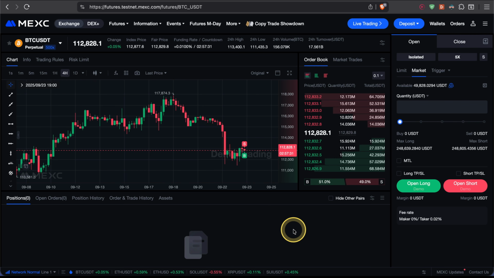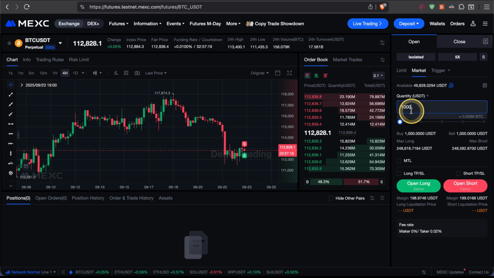To open this trade on MEXC, we simply go here to the right to open, set the margin mode to isolated and the leverage to a 5x. For the order type, we choose market to open the order immediately. And then we're simply going to type in $1,000 in here as the position size. And you can also see down here under margin that we are using $200 of our own capital.